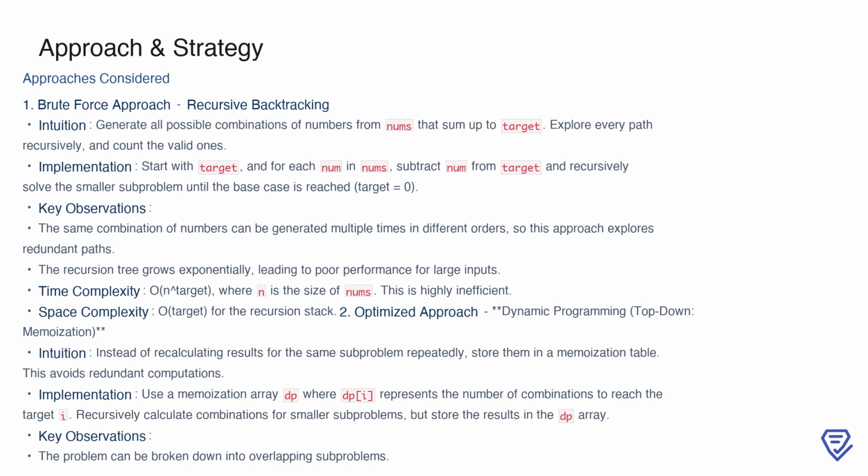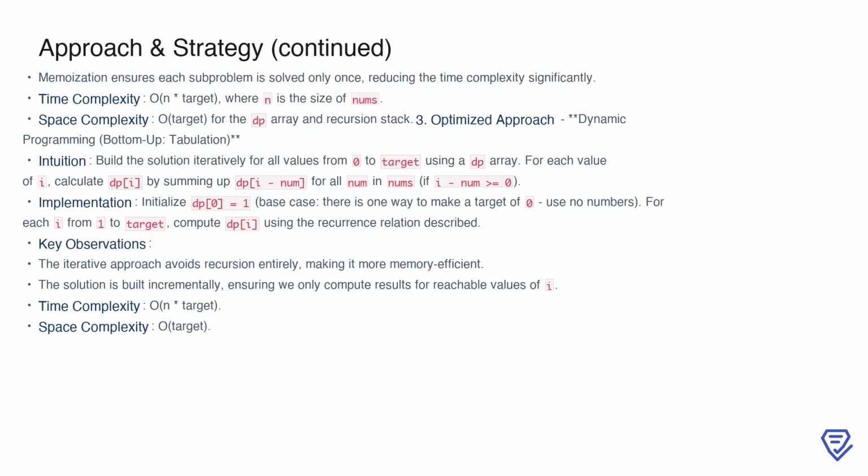The idea here is to avoid recalculating results for the same subproblem by storing those results in a memoization table, effectively reducing redundant computations. For this, we use a DP array where dp[i] represents the number of ways to reach the target value i. By solving each subproblem only once, we can break down the problem into smaller, overlapping subproblems and dramatically improve efficiency. Memoization plays a crucial role in the top-down dynamic programming approach, as it ensures that each subproblem is solved only once.